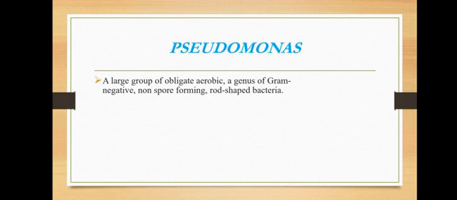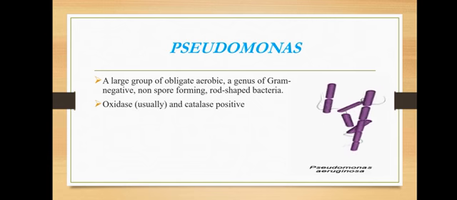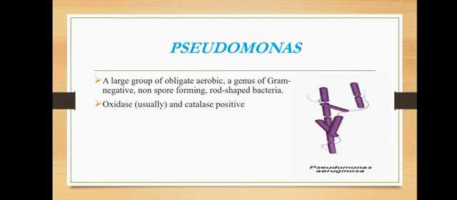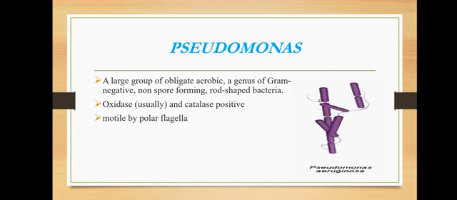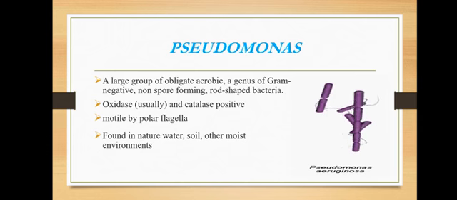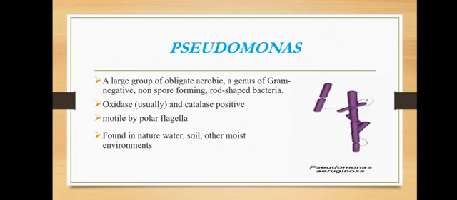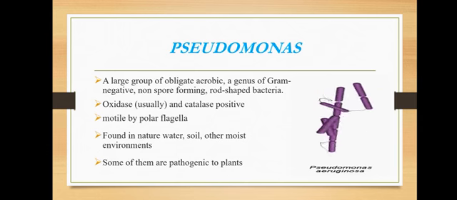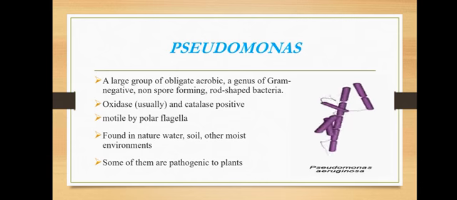Now we will discuss Pseudomonas. If we just see its general characteristics, Pseudomonas is a large group of obligate aerobes, a genus of gram-negative, non-spore forming, rod-shaped bacteria. These are positive on oxidase test and catalase test. Motile by polar flagella. Found in water, soil, and other moist environments; its habitat is water, soil, or other moist environments. Some of them are harmful or pathogenic to plants.